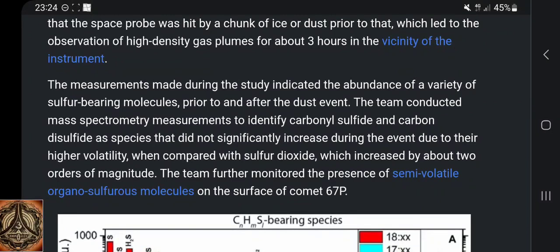The measurements made during the study indicated the abundance of a variety of sulfur-bearing molecules prior to and after the dust event. The team conducted mass spectrometry measurements to identify carbonyl sulfide and carbon disulfide as species that did not significantly increase during the event due to their higher volatility. When compared with sulfur dioxide, which increased by about 2 orders of magnitude.